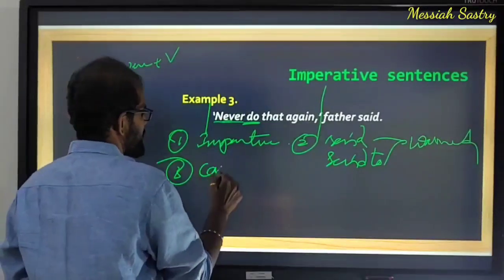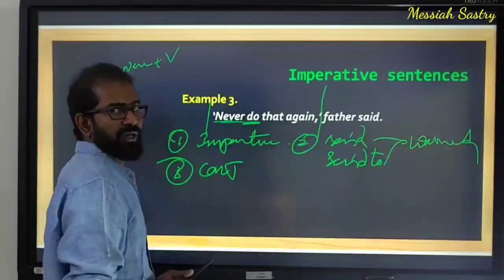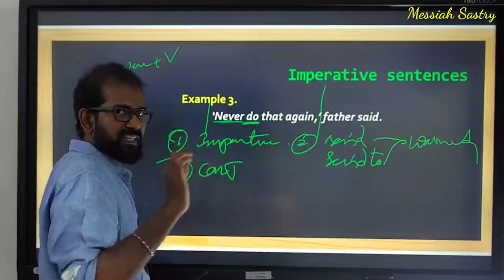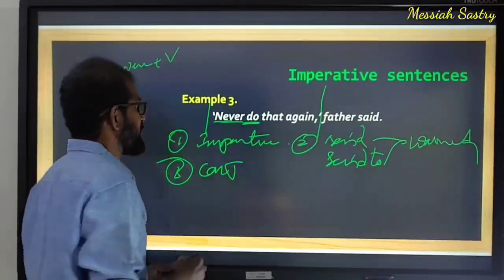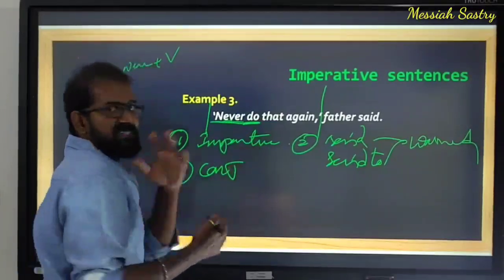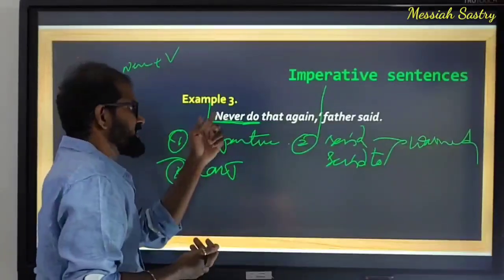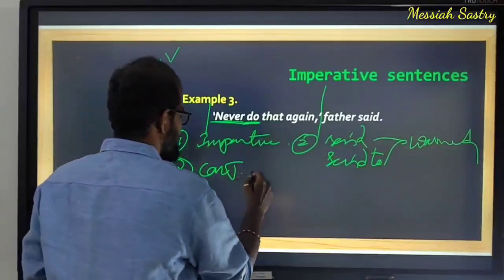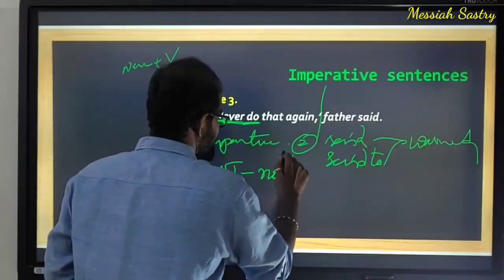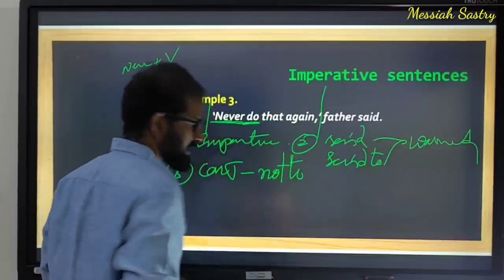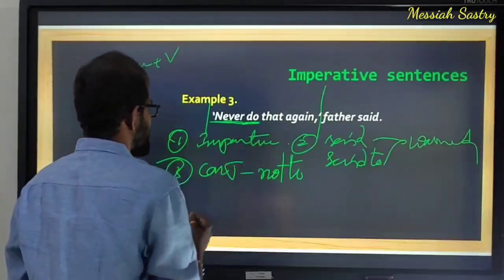Third point, conjunction. If it is a positive, we use to. If it is a negative, we use not to. Never is a negative word, so it is a negative sentence. So we use the conjunction not to. That's the right answer now.